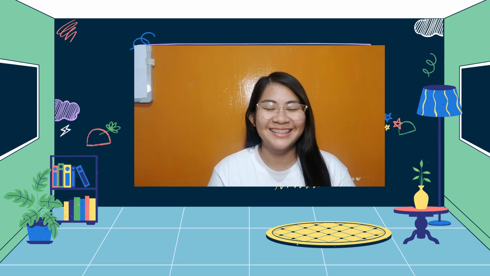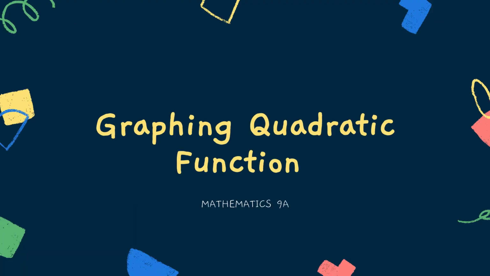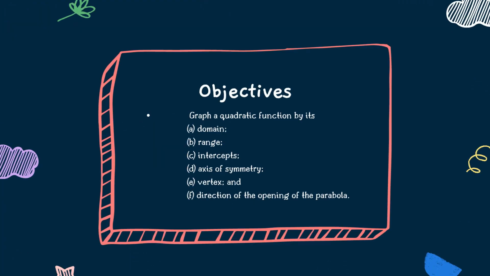So let's start. Graphing quadratic function. The main objective of this lesson is for you to graph a quadratic function by its domain, range, intercepts, axis of symmetry, vertex, and the direction of the opening of the parabola.